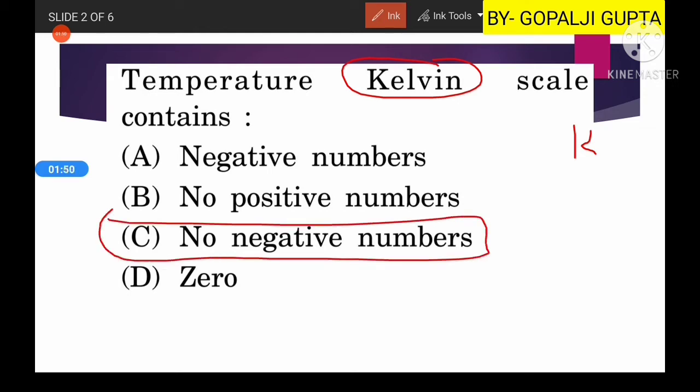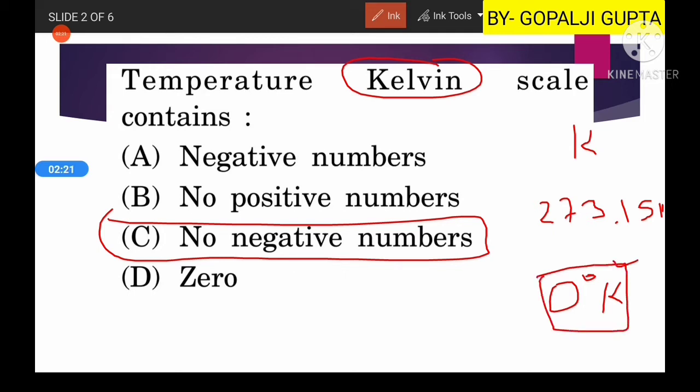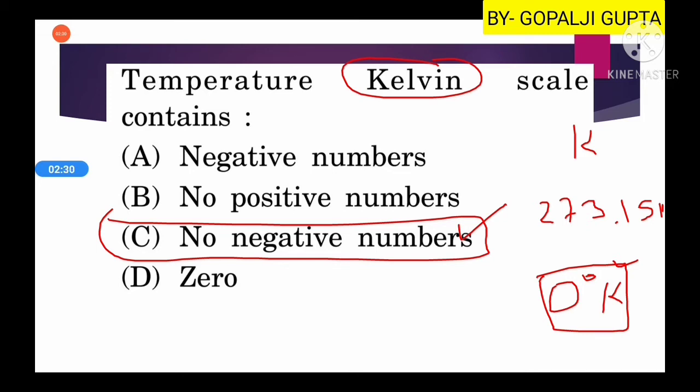Now how? The 0 degree temperature on the Celsius scale is something around 273.15 on the Kelvin scale. Now on the Kelvin scale, when we go downward or decrease temperature, it can go up to 0 degree Kelvin. At this temperature, the molecular energy will be at its minimum point. Whatever minimum energy can be there, it will be at 0 degree Kelvin. So it cannot go beyond this or less than this, so it doesn't contain any negative numbers. The third option is our right answer.